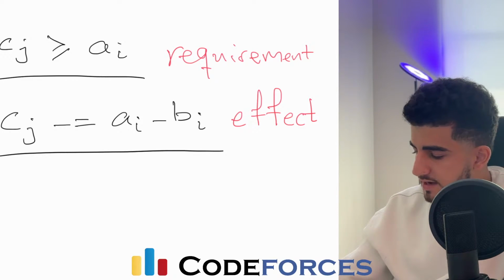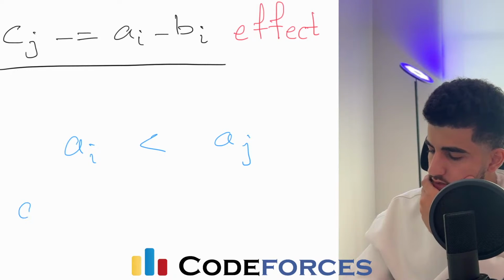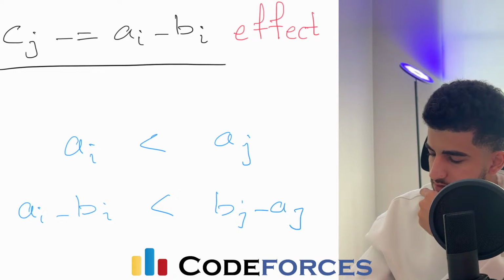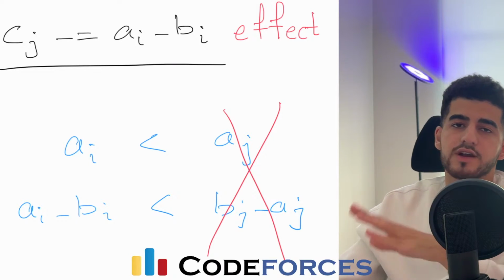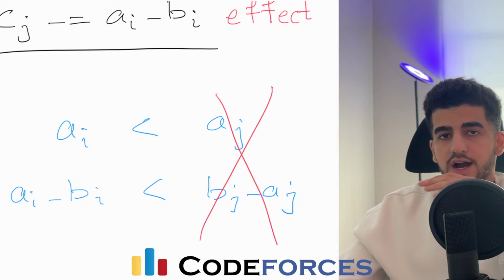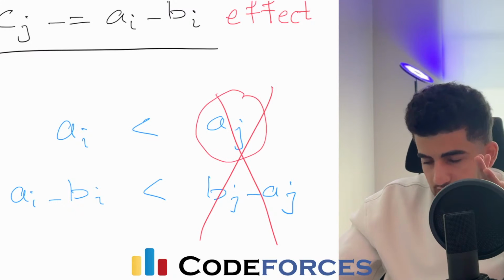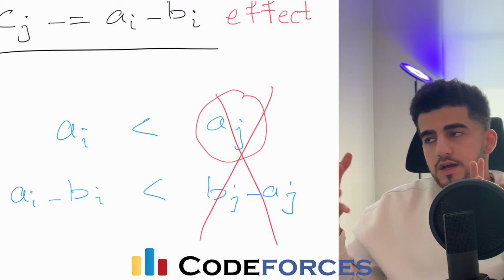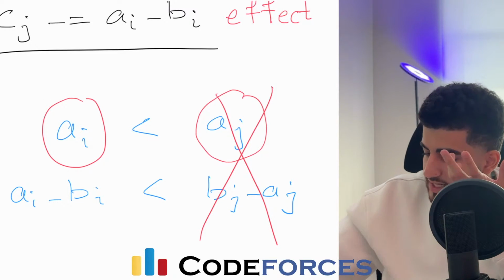I'm saying that if we have 2 swords I and J, such that AI is less than AJ, and also AI minus BI is less than AJ minus BJ, then I can say that the second sword is redundant. I will never craft the second weapon. Why? Because if I have the requirement to craft the second weapon, instead I can also craft the first weapon, because its requirement is even less. And also its effect is better.